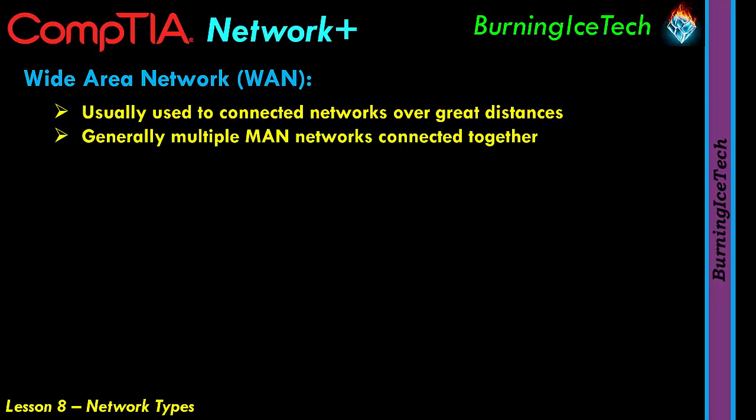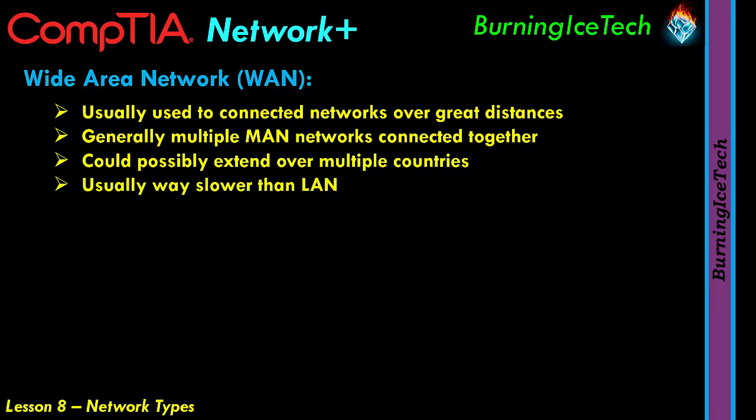So it's generally multiple MAN networks which are connected together. Yes, much, much bigger. This is the top of the food chain, or almost at the top of the food chain. It could possibly extend over multiple countries, like I just said. It is possible. So this could be two or three countries which are not too far from one another. And it's usually way slower than a LAN. I mean, we are transferring a huge amount of data over great distances. So it's quite common to see these much slower than a LAN.